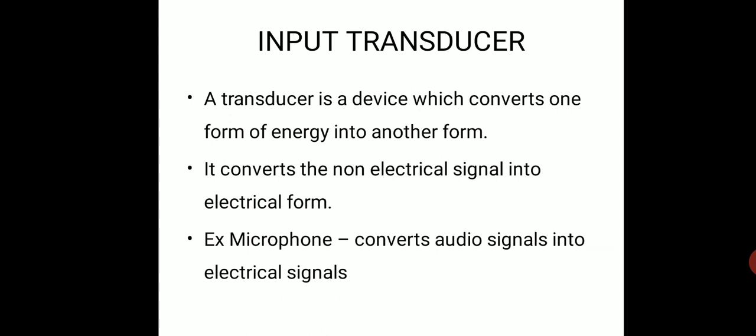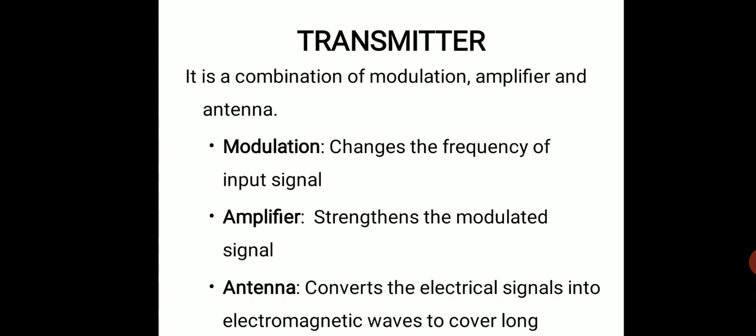The low frequency and low energy signal is applied to the next block, transmitter. The transmitter has a combination of modulator, amplifier and antenna. The modulation process changes the frequency of the input signal. For example, a low frequency signal can be converted into a high frequency signal. Next one is amplifier. The amplifier strengthens the modulated signal. So the input signal with low energy is converted into a high energy signal. Last one, antenna. The antenna converts the electrical signal into electromagnetic waves to cover long distance.